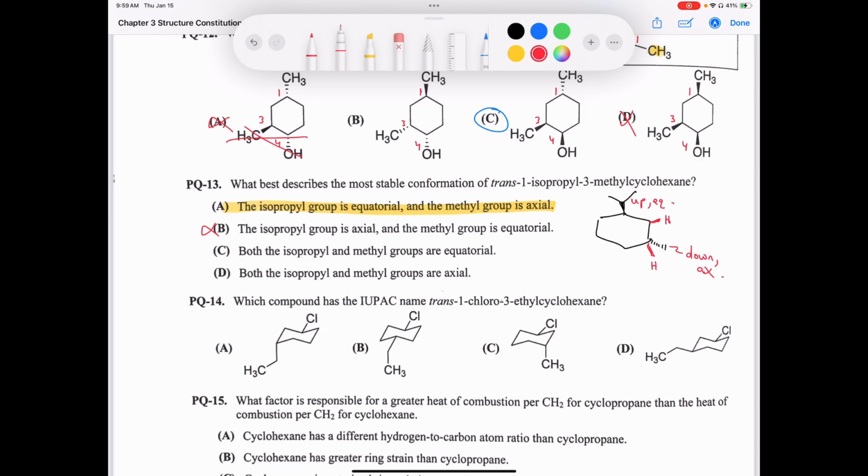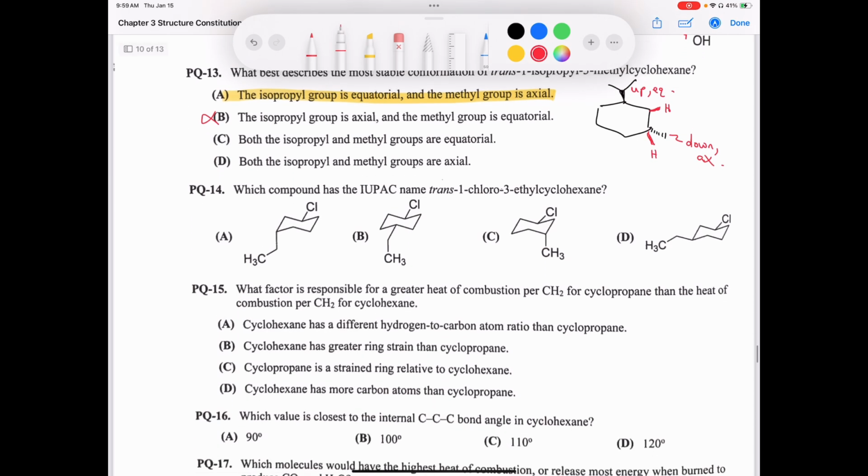All right, number 14, which compound has the IUPAC name trans-1-chloro-3-ethylcyclohexane? Well, we can scratch C off the block immediately because it's a 1,3-disubstituted compound, but it's 1-chloro-3-methyl, so we can get rid of that one. We could also get rid of B because we have 1, 2, 3, 4. This is a 1,4-disubstituted compound.